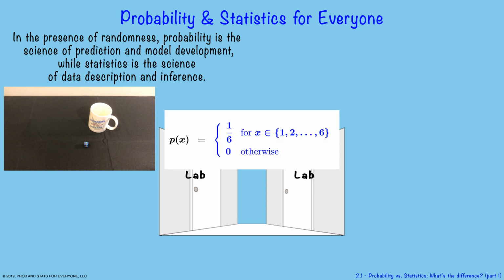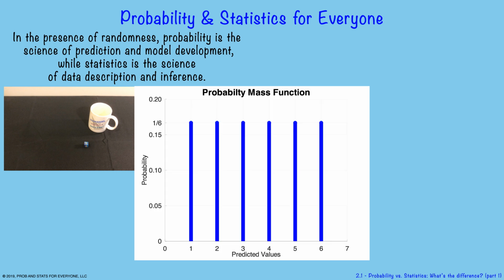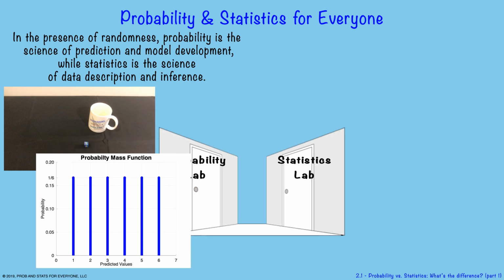This equation is called a probability mass function. It says that the probability that the outcome, P of x, is 1/6 if x equals 1 or 2 or 3 or 4 or 5 or 6, and 0 otherwise. It is always true that in any probability model, the sum of the probabilities of all the possible outcomes equals 1. In graphical form, that model would look like this. In the plot, there is a bar of height 1/6 at each of the values 1 through 6.